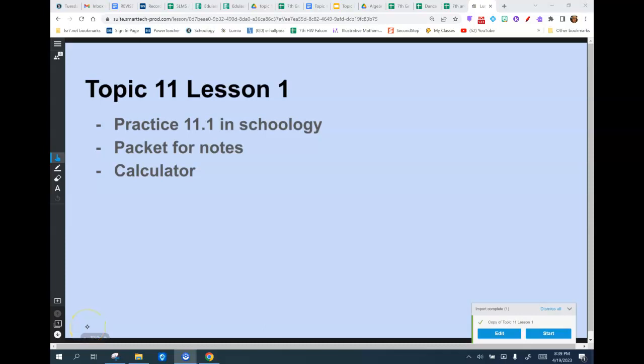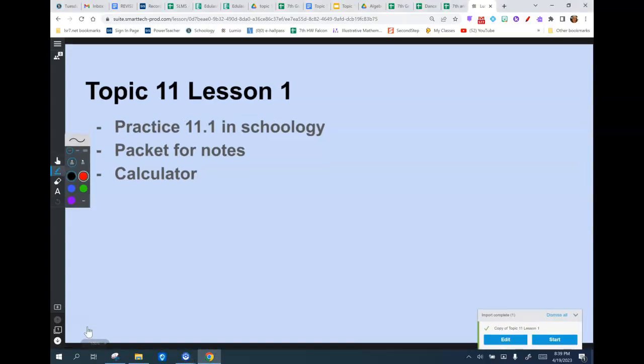So we're going to start the last unit in Algebra 1 before EOC, last unit before EOC. So what we're going to be doing is going to Topic 11, Lesson 1. You should have a practice packet in front of you. The assignment is going to be the practice in Schoology over 11.1. And you are going to need a calculator for today, so make sure you're ready for that and prepared.